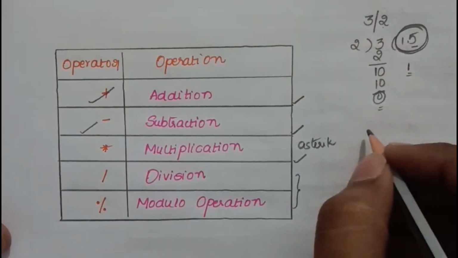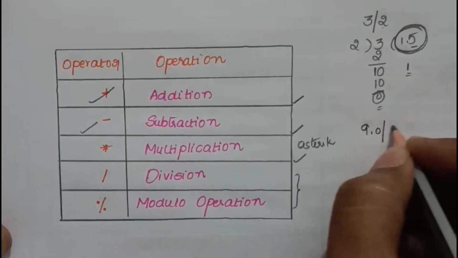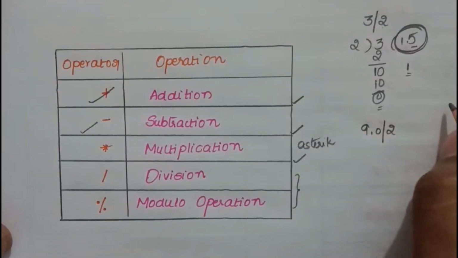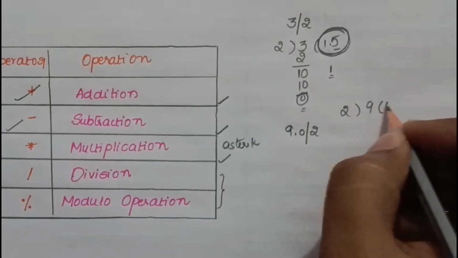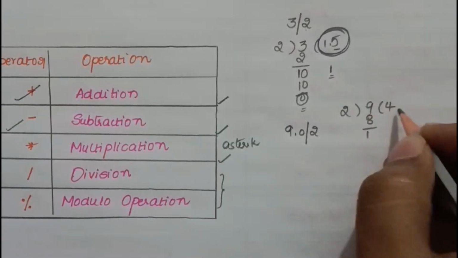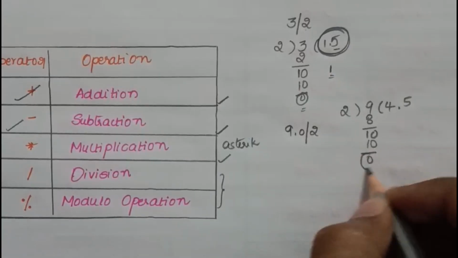If you make one of the operands a float, for example 9.0 divided by 2. First, let's perform the division between 9 and 2. 2 4s 8, remainder will be 1. 2 5s 10, remainder will be 0.